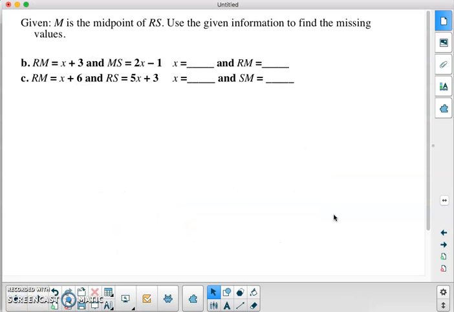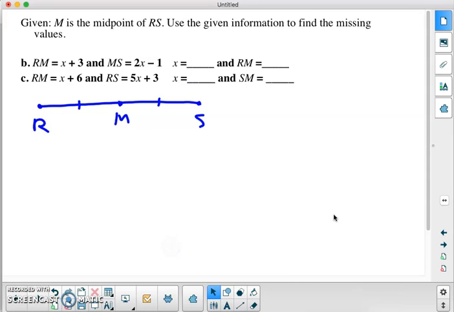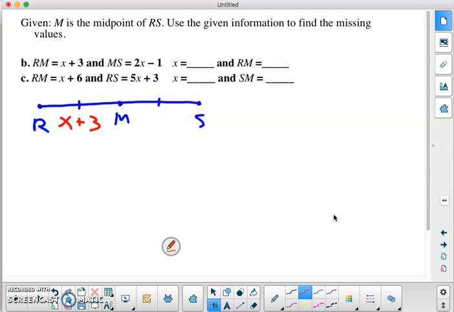Alright, so let's go ahead and do part B. So it tells us that M is the midpoint of RS. So let's put M in the middle of R and S. Remember, it's a midpoint, so those two segments are the same, as indicated by those little tick marks. We call those tick marks that I just put on the segments. So let's label each piece we know. We know RM is x plus 3, and we know MS is 2x minus 1. And they want us to find x and RM.